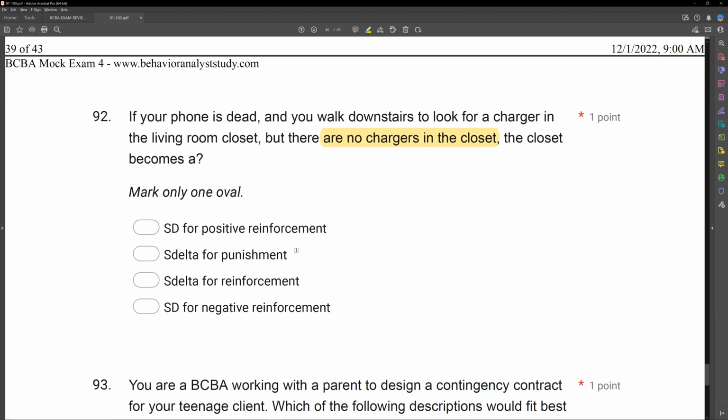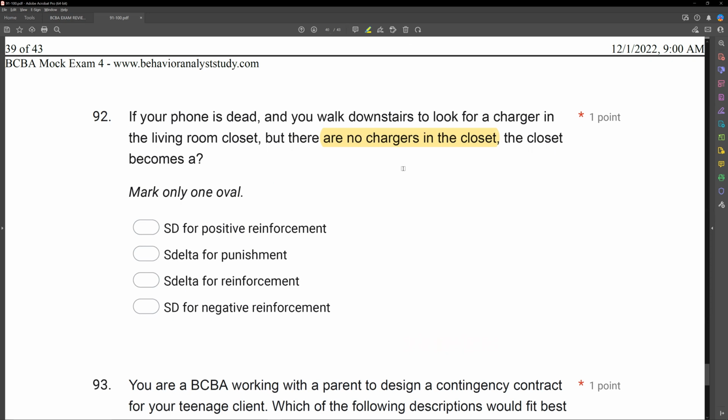A, an SD for positive reinforcement. Since we didn't find any positive reinforcement in the closet, it is not going to signal to you in the future there are chargers in there. So it can't be an SD for positive reinforcement. What about an S delta for punishment? Well, it's not going to signal punishment, right? Because if you open the closet and don't continue, okay, we're not sure whether or not punishment was there or not, okay?